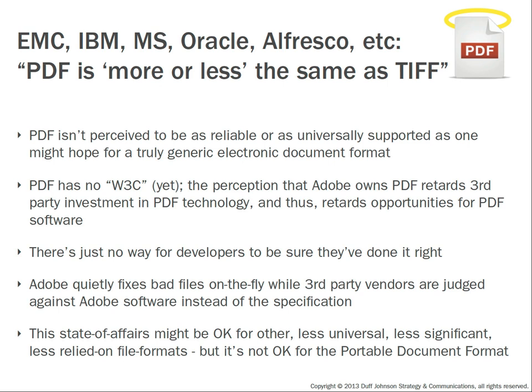And for many of these organizations, for most of their solutions, PDF is addressed more or less precisely the same way that TIFF is. It's an object. It has content within it. They don't know if it has one page or many. They don't bother to read the metadata that's associated with that image. They have no idea if there are annotations in it. They also don't know if there are any viruses in it, as it turns out. So PDF is perceived, as I mentioned previously, not to be as reliable, as universally supported as one might like.